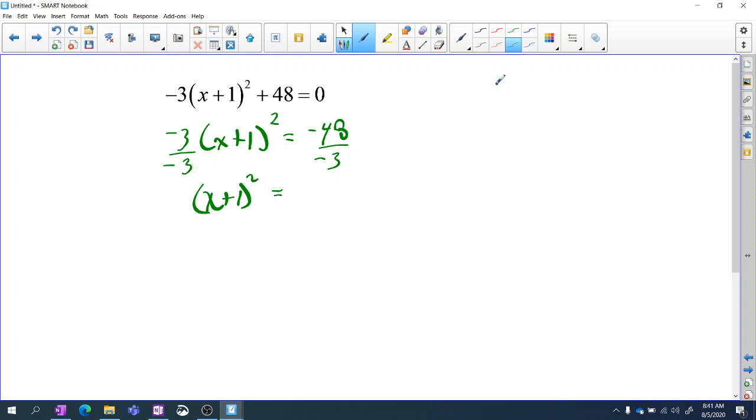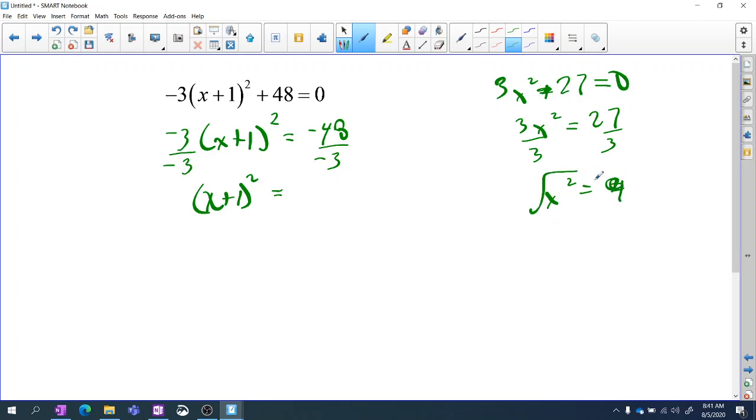What I mean is, if I had 3x squared minus 27 equals 0, I just have this single x squared. I could solve this the same way. I don't have to factor it if I don't want to. Take that over there, divide by 3, divide by 3. x squared would be 9. And then when I take the square root of both sides, x would be plus or minus 3.